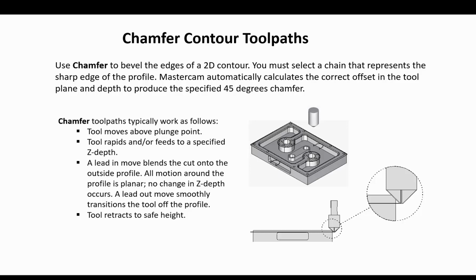Chamfer toolpaths typically work as follows. Tool moves above plunge point, tool rapids and or feeds to a specified Z depth. A lead-in move blends the cut onto the outside profile. All motion around the profile is planar, no change in Z depth occurs. A lead-out move smoothly transitions the tool off the profile. Tool retracts to safe height.